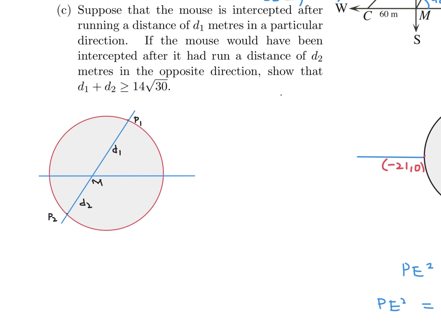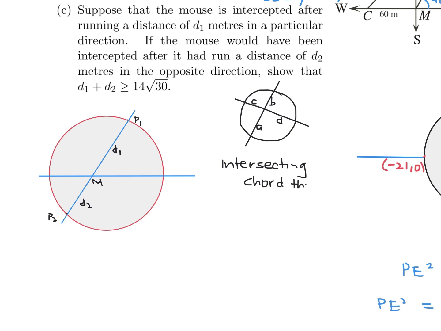Okay, so the first is going to involve a theorem, and that theorem is as follows. If you have two chords, and we'll label these A, B, C, and D, it's called the intersecting chord theorem. And it basically, very simply says that A times B is equal to C times D.